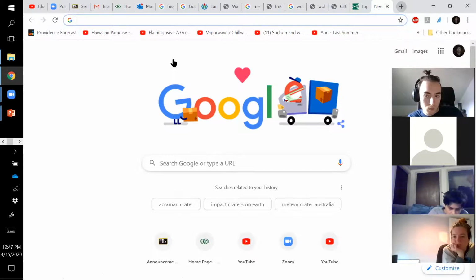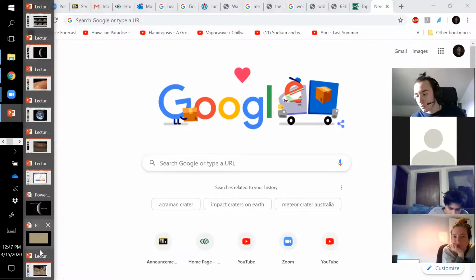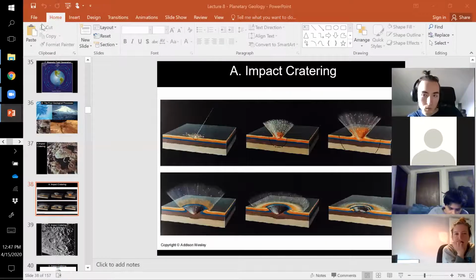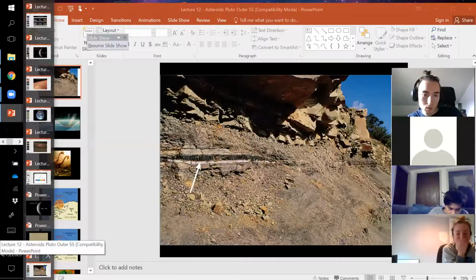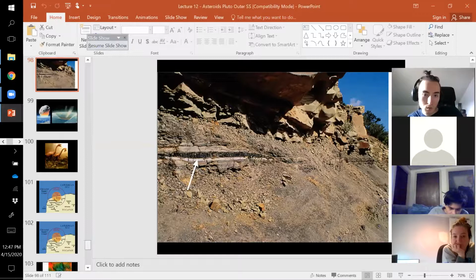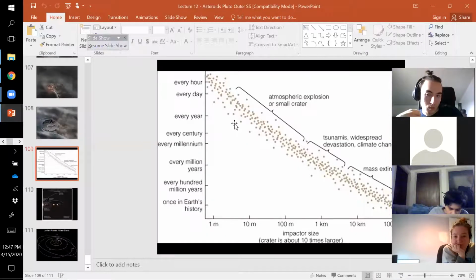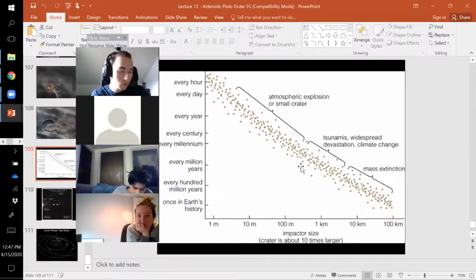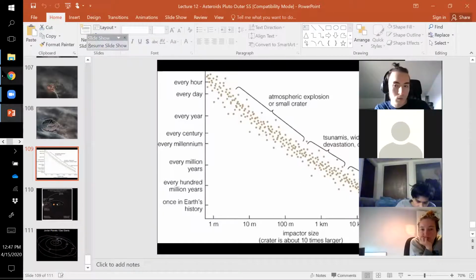The rate, or the frequency, with which impactors strike Earth and the other planets today is roughly the same. And you guys looked at it in this slideshow here. So when I showed you slide 109, the frequency with which meteoroids strike Earth and the Moon, this is basically what it looks like for planets today, but it was not like this in the past. And that's because of how planets formed.